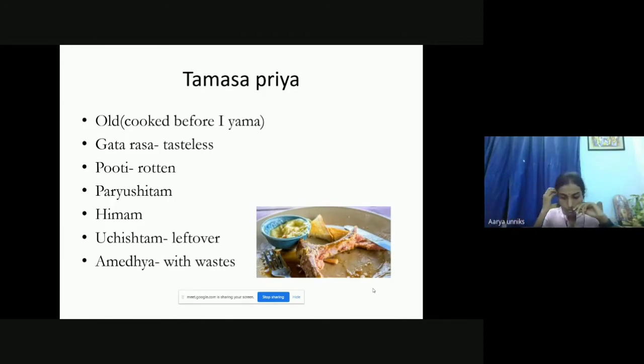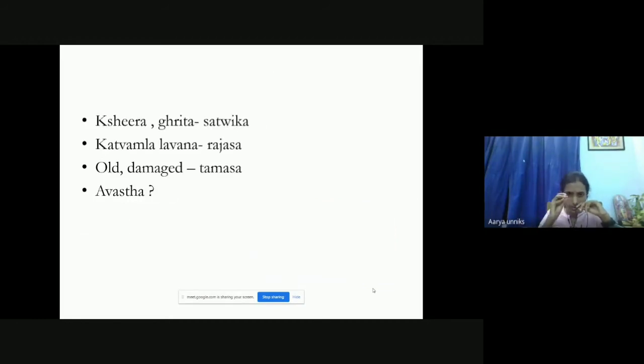So if we want to inculcate sattvika ahara, we can directly go for sattvika ahara and have it. But there is a specific condition, and that is where Ayurveda has a role. There is a specific condition with respect to Ayurveda. We'll see that. So these are the sattva, rajas, tamasa ahara.